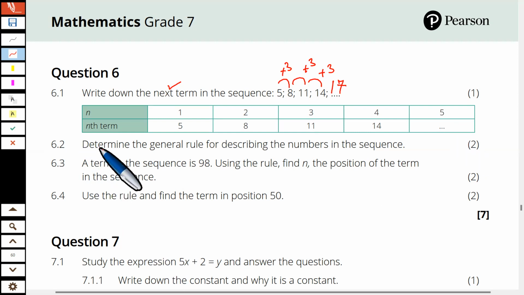So in 6.2, they're asking the question, determine the general rule for describing the numbers in the sequence. So they want the general rule. And so what is the general rule here? Let's look at this one and what we need to do with this question.